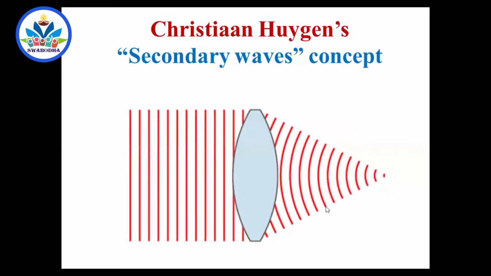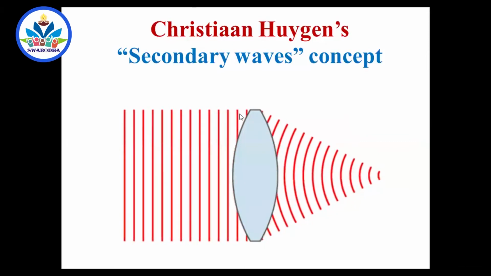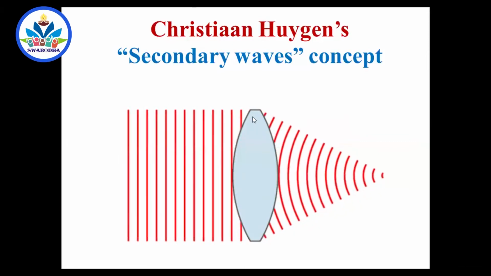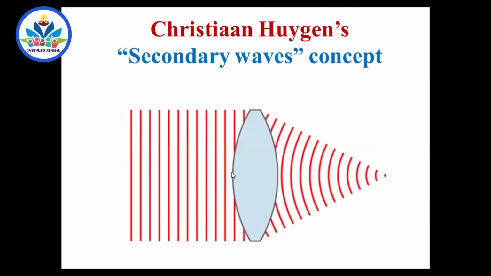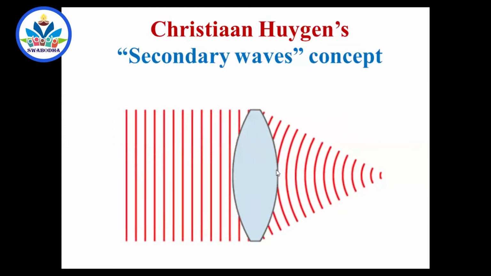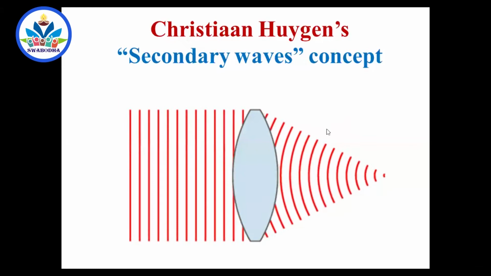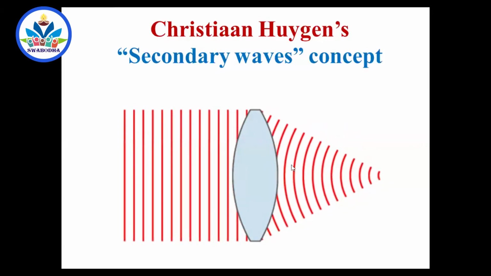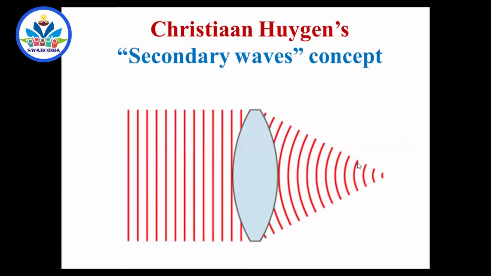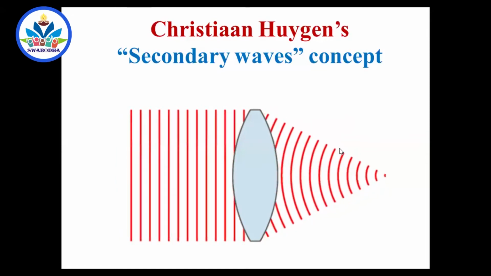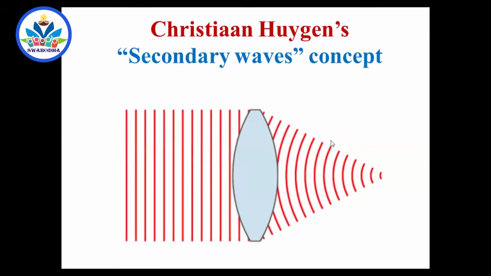bent like this. Why? Because this part of the wavefront moves faster. It has to travel less in the medium. This part of the wavefront has to travel more in the medium. So it lags behind. So the wavefront bends. It becomes spherical. Plane becomes spherical and gets focused at a point. A beautiful explanation given by Christian Huygens on the basis of secondary waves.